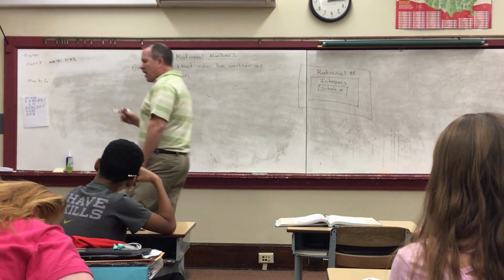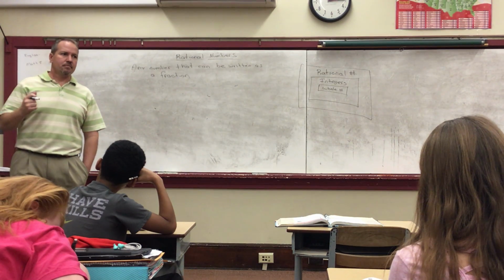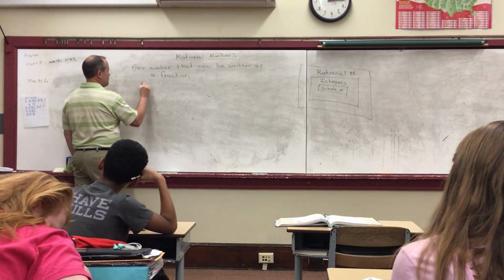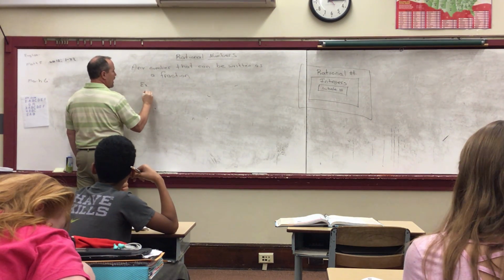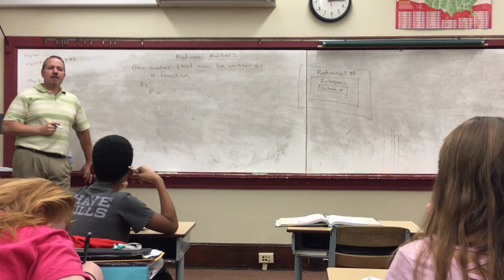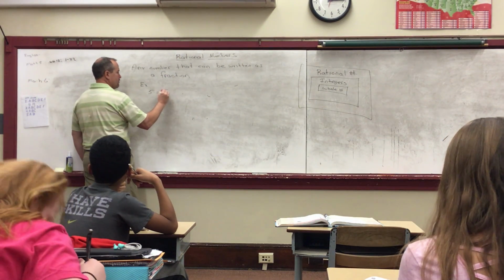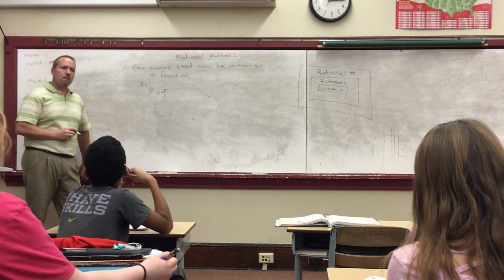So, are whole numbers rational numbers? Yes. The number 5. How do you write the number 5 as a fraction, Landon? 5 over 1. So that is a rational number.